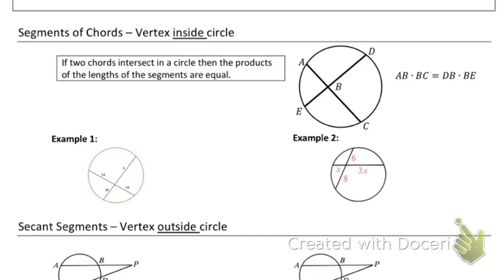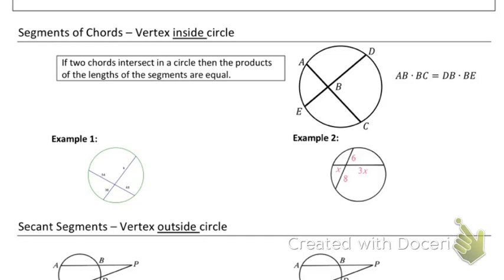Today we're not talking about angles, we're actually talking about lengths. We're talking about the lengths of AC and ED. That's what this little theorem says. If two chords intersect in a circle, then the products of the lengths of the segments are equal. We don't know that these two lengths are equal, but what we do know is if I take a segment times a segment, it's going to equal this segment times this segment. So AB times BC is going to equal DB times BE.